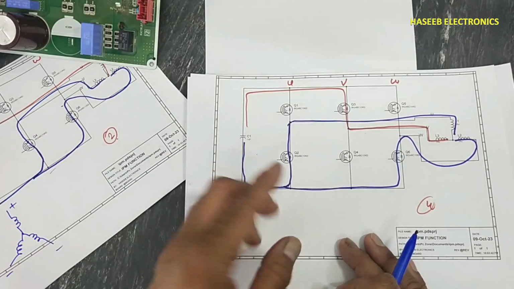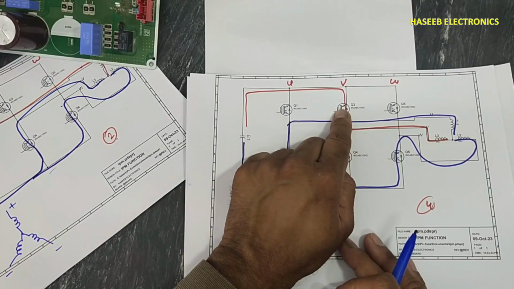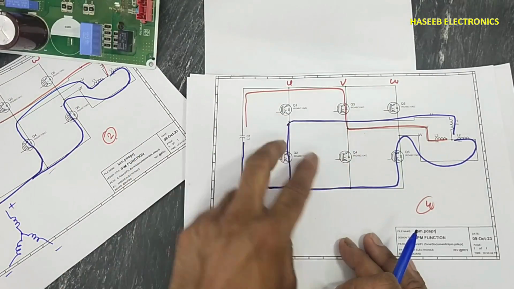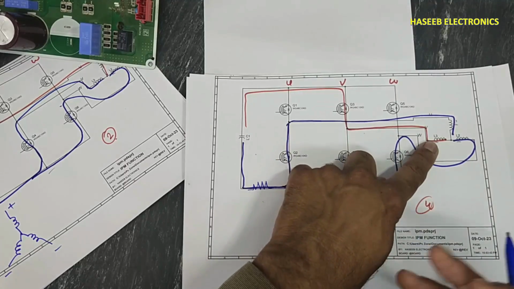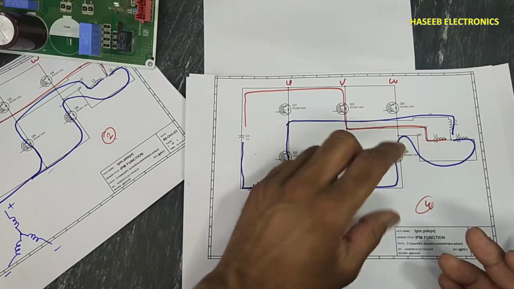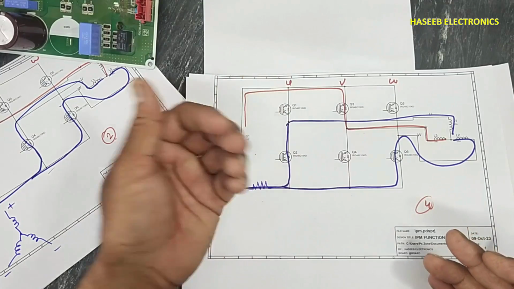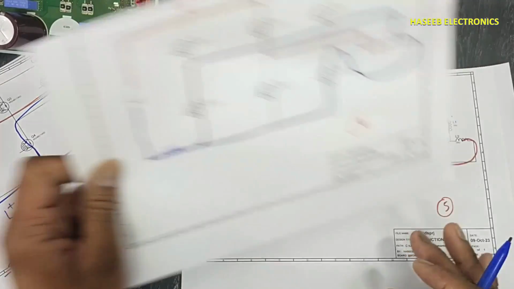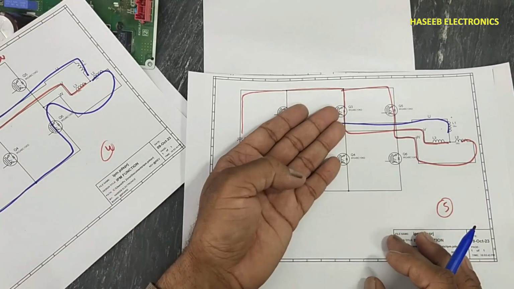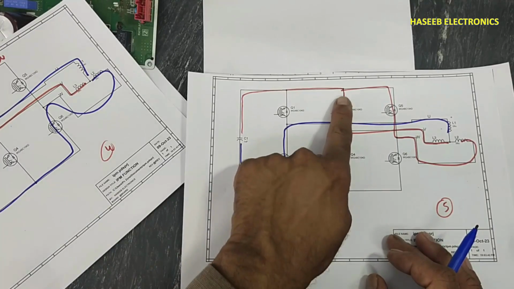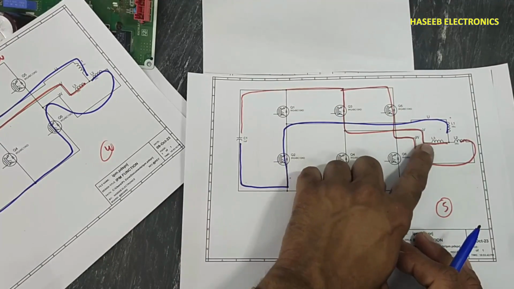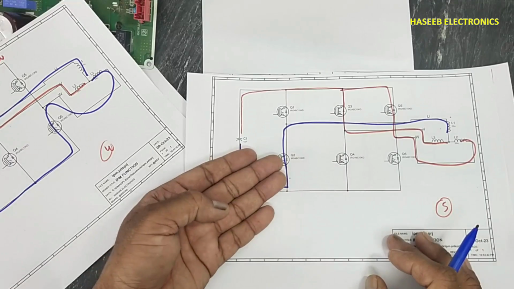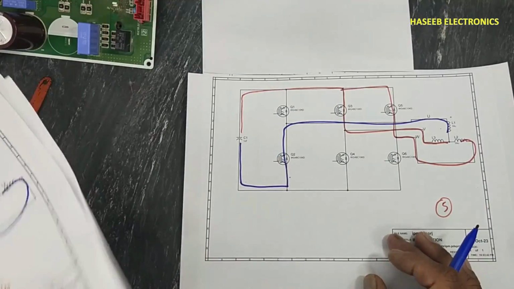Same way, if this IGBT is not turning on, these two are good. The compressor will not receive positive voltage, the compressor will not rotate. It will create a fault, IPM fault. Same in this condition. If one line is on, the second IGBT is on. If it is not on, it will not work.